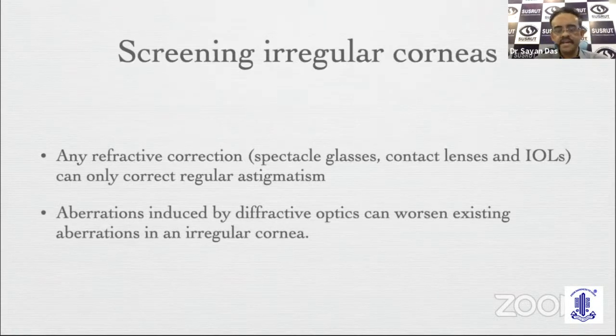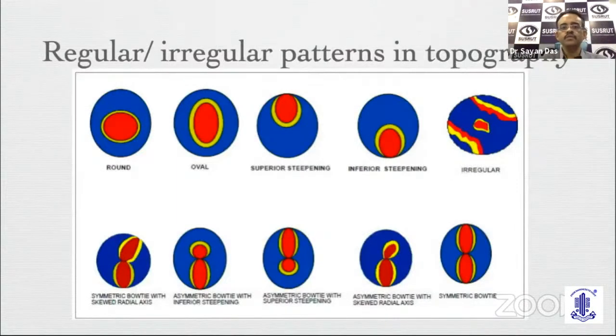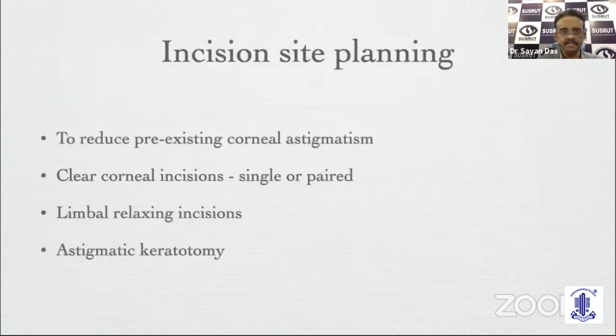Screening irregular corneas. We know that any refractive correction, be it spectacle glasses, contact lenses, or IOLs, can only correct regular astigmatism. It cannot correct irregular astigmatisms. And aberrations induced by diffractive optics of multifocal IOL can worsen existing aberrations in an irregular cornea. So we have to know which are the normal topography patterns in which patients we can use these lifestyle IOLs. So among these standard patterns described by Rabinowitz, the round, oval and the symmetric bow tie are considered to be normal patterns, and they have a round, oval or a symmetric bow tie regular astigmatism.